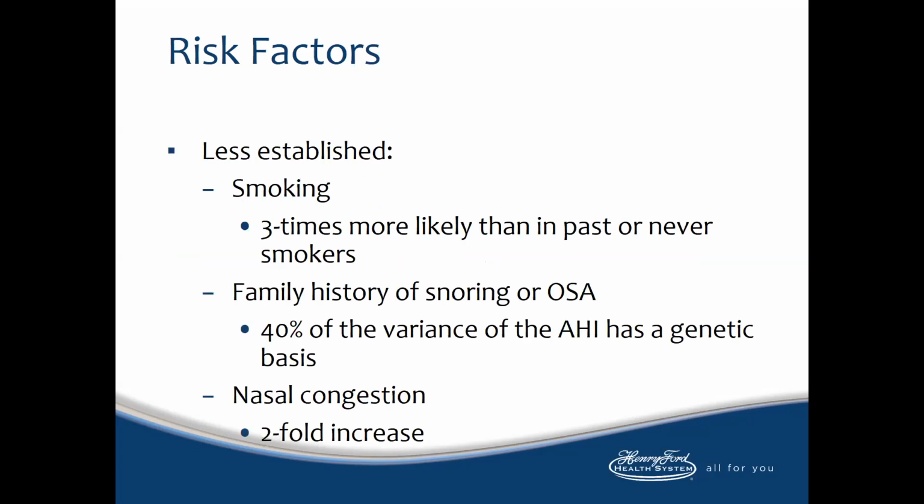Less well-established associations or risk factors for OSA include smoking. There does seem to be, in some reports, a 3 times greater likelihood of having OSA in past or current smokers compared to never smokers. There is also a less established association with family history of another family member snoring or having a diagnosis of OSA. They do find that in patients with OSA, 40% of the variance of the AHI is genetically based. And then about a 2-fold increase in patients with nasal congestion, who may or may not have OSA.